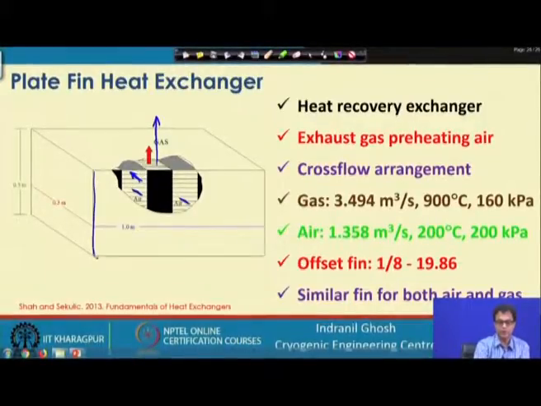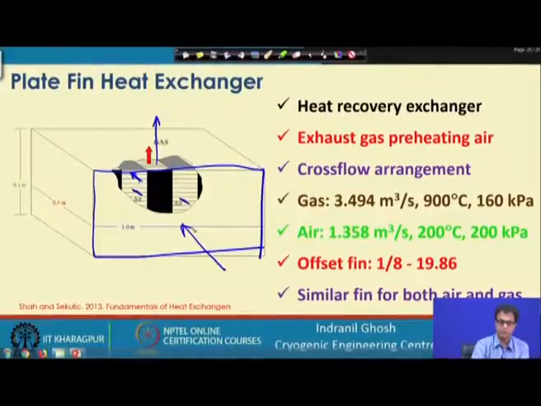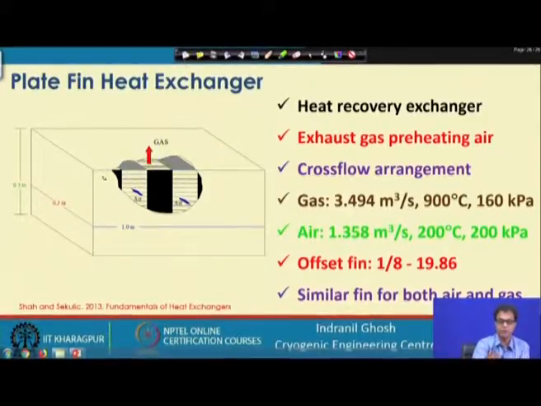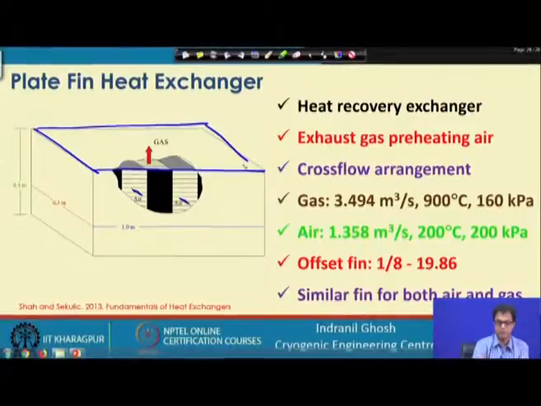The air frontal area is this much. The air is coming from this end, and this is the frontal area, that is 1 meter by 0.3 meter. Now, if we look at the gas side, what is the frontal area? We know that this is the frontal area, I mean the gas is coming from this side, so it faces this surface area.